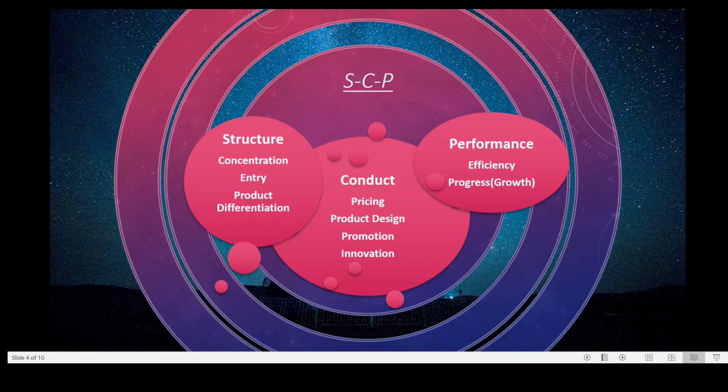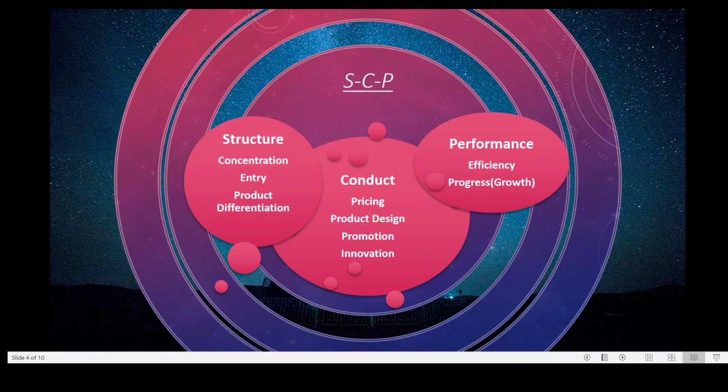Entry is difficult. Capital costs are high. Aircraft costs are high. Regulatory requirements are high. So entry costs are high. Barriers to entry exist. So not many people to compete. Product differentiation exists. Indigo differentiates on its quality of service, on its on-time arrival and on-time departure, punctuality. Whereas Air India Express competes on low pricing.